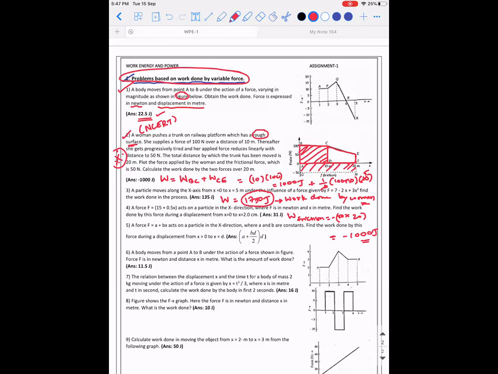So what they are asking is to calculate the work done by two forces. One of the forces is by the woman. So work done by the woman is going to be 1750 and work done by friction is going to be minus 1000 joule. So what will be the effective work done by the woman? 750 joules. So is it clear?